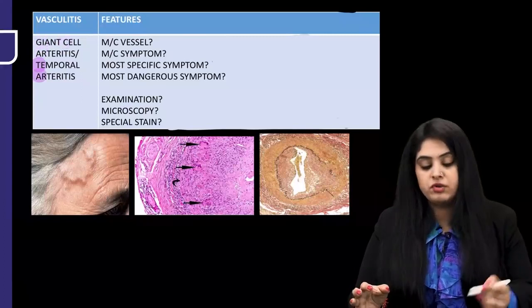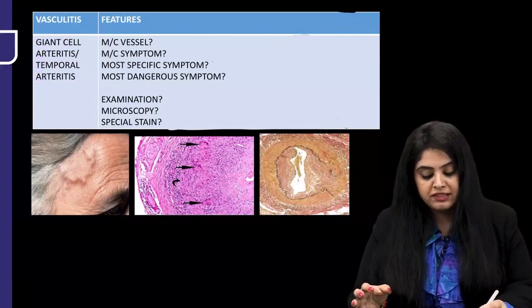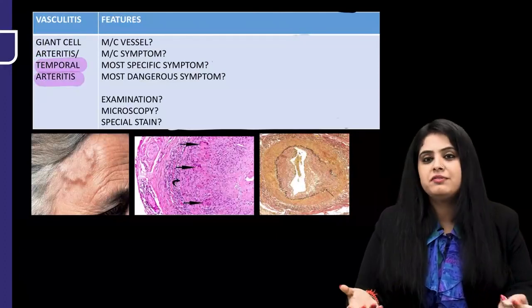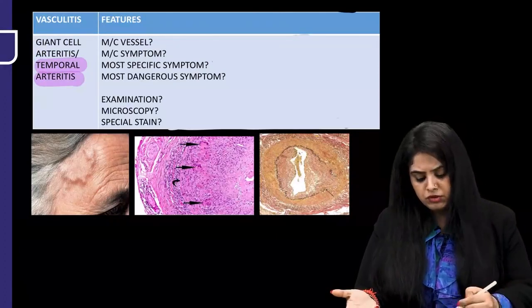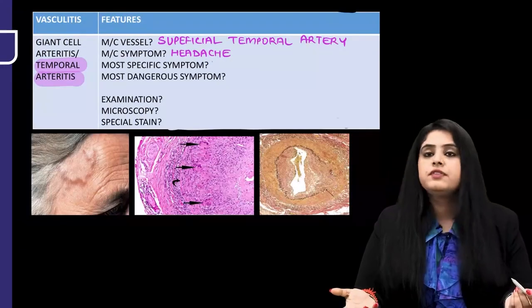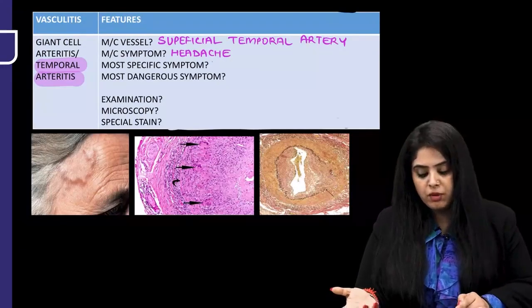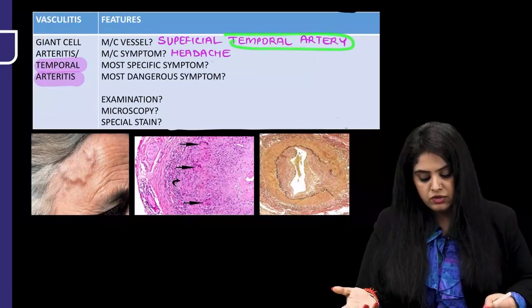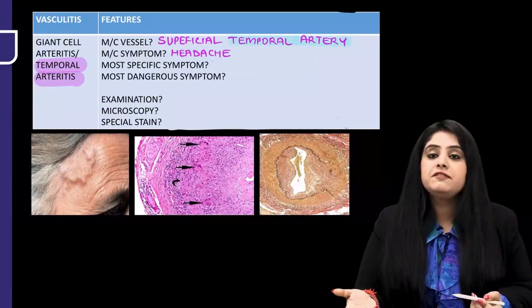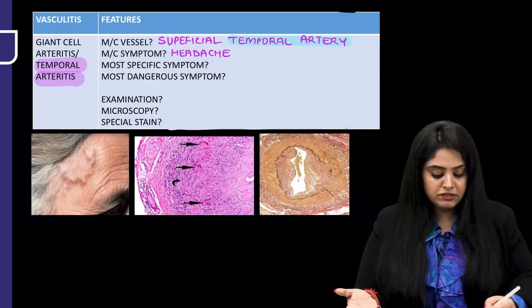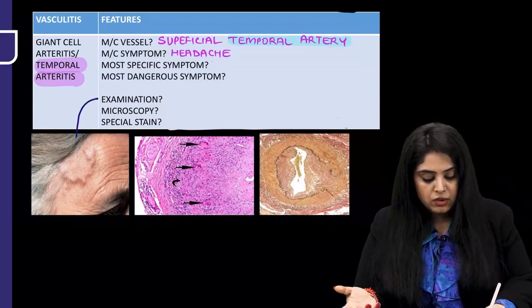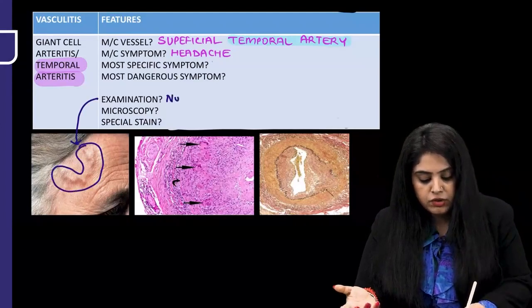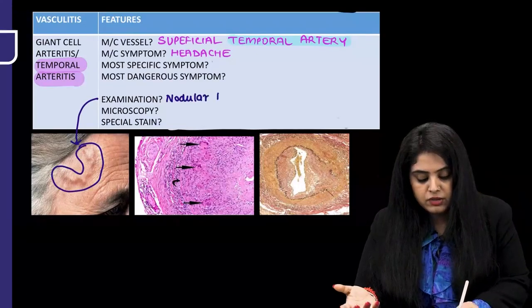So every word is important, because if I ask you, use common sense and tell me what is the most common vessel for temporal arteritis, the most common vessel obviously will be what? The superficial temporal artery. This is common sense that the superficial temporal artery is going to be most commonly affected. And if temporal artery, that you can see over here on examination, you can very well see there is a temporal artery thickening. There is a nodular thickening of the temporal artery that you notice.